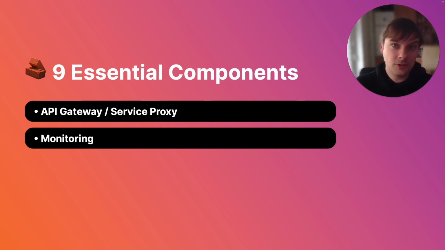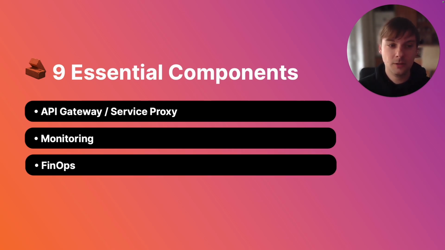So you can use either Elasticsearch or Grafana or Kibana or Prometheus. These are some widely used tools. FinOps is something that's really critical to an IDP. So we want to identify how much we're actually spending on our infrastructure.